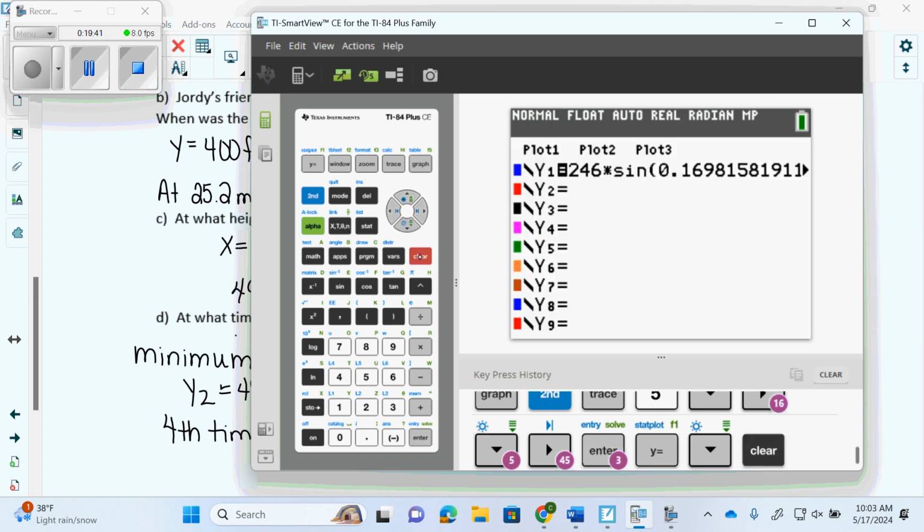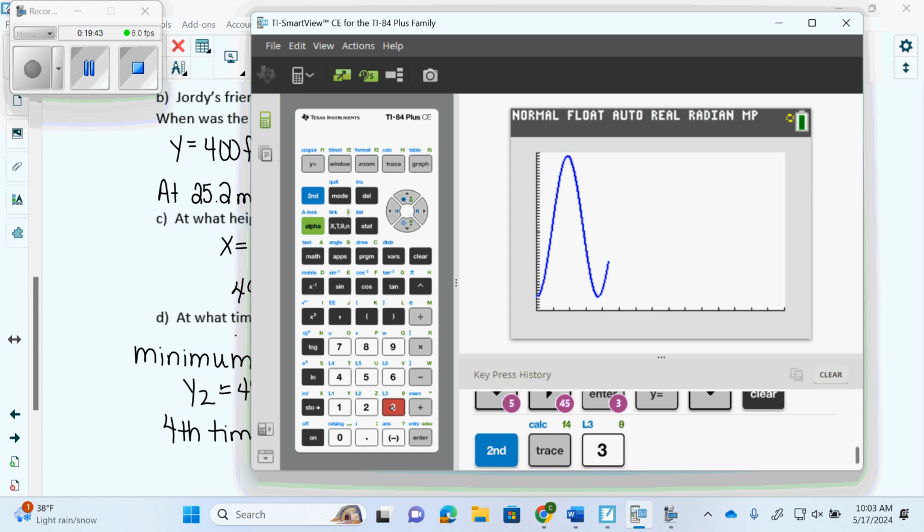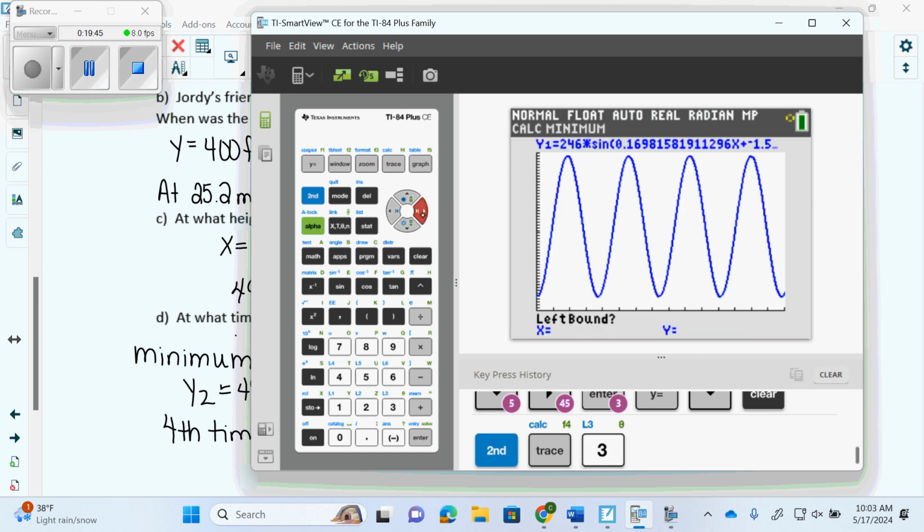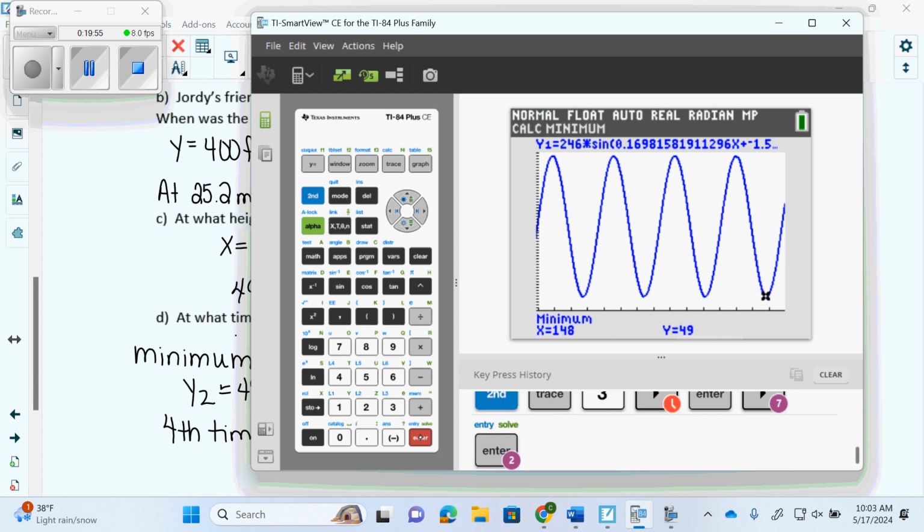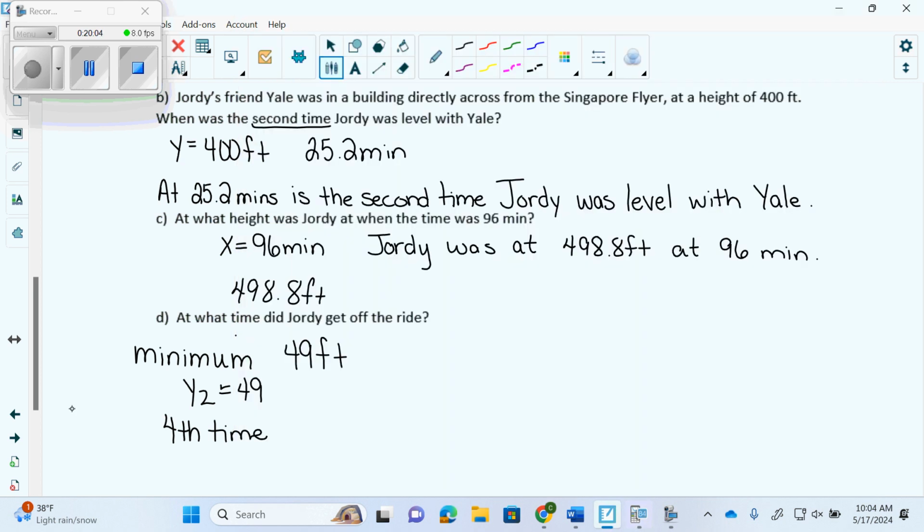So let's clear this. We could have gone second trace minimum. Oh, look at how much faster this is going. It's crazy. So left bound of it, enter. Right bound of it, enter, enter. 148, same answer, correct? Because we're trying to find the time it reaches that minimum. Yeah, still. So 148 minutes, done. Are we done? 148 minutes on a Ferris wheel, guys.